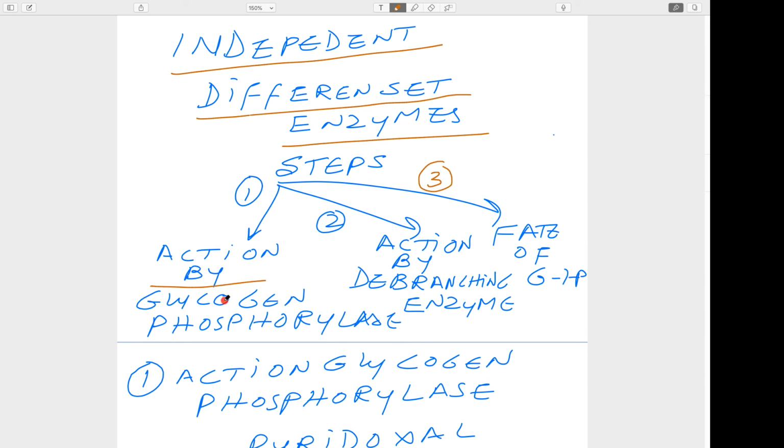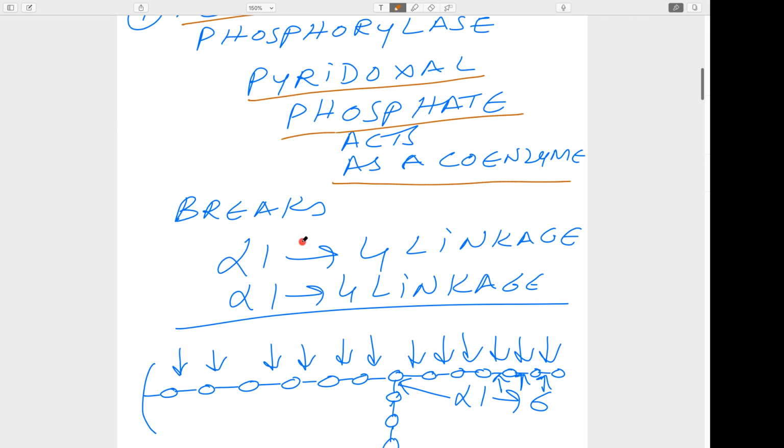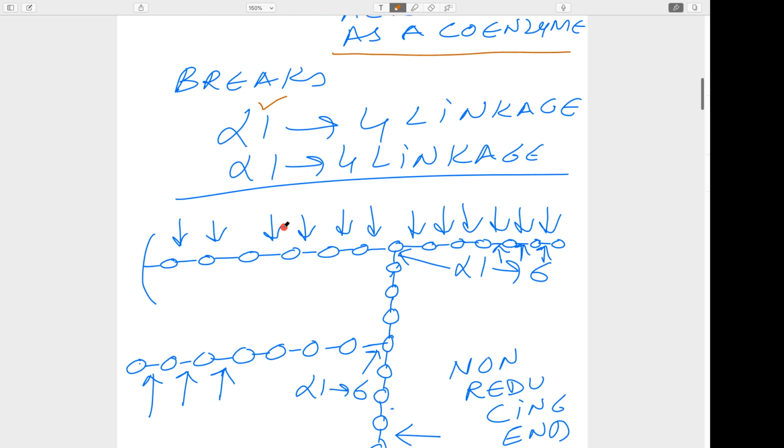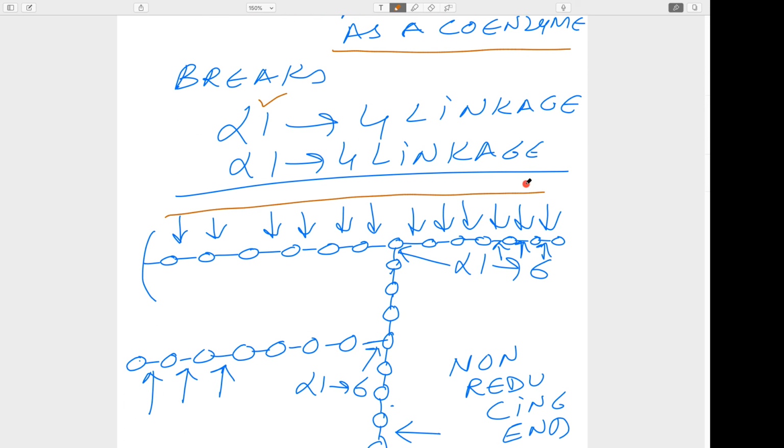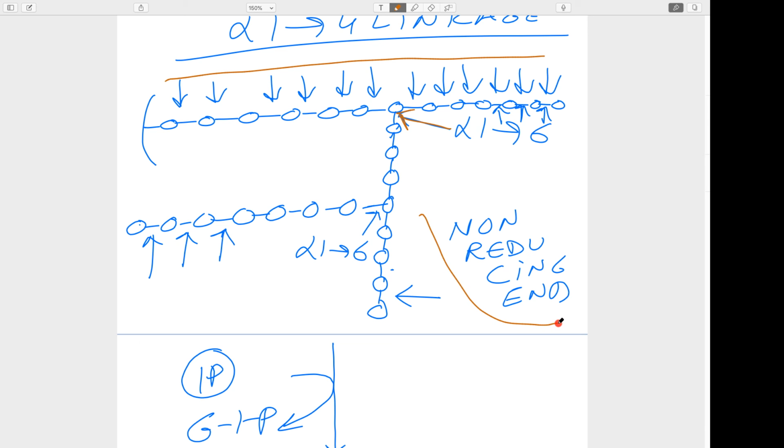The first is the action by glycogen phosphorylase, the second is the action by the debranching enzyme, and the third is what happens to glucose 1-phosphate. Glycogen phosphorylase is a pyridoxal phosphate containing enzyme, with pyridoxal phosphate acting as a coenzyme. It breaks alpha-1,4 linkages. Here are the alpha-1,4 linkages, and this is the alpha-1,6 linkage, from where glucose residues are removed from the non-reducing end.